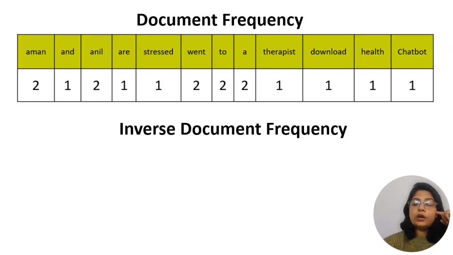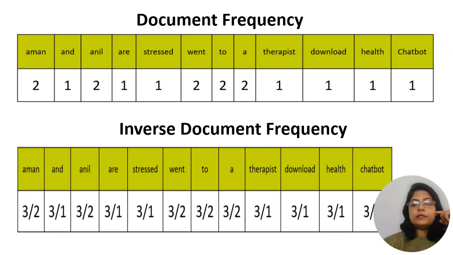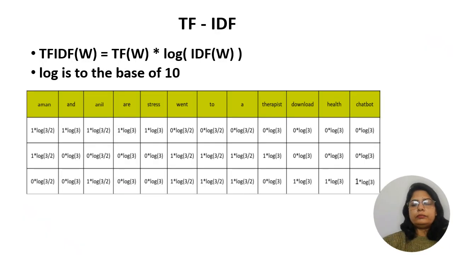What is inverse document frequency? It's just the document frequency which becomes the denominator. And how many documents did we have? We had 3 documents. So 3 becomes the numerator. So the number of documents is the numerator, divided by the document frequency for that particular word. So this is IDF. So we have found out document frequency and inverse document frequency.